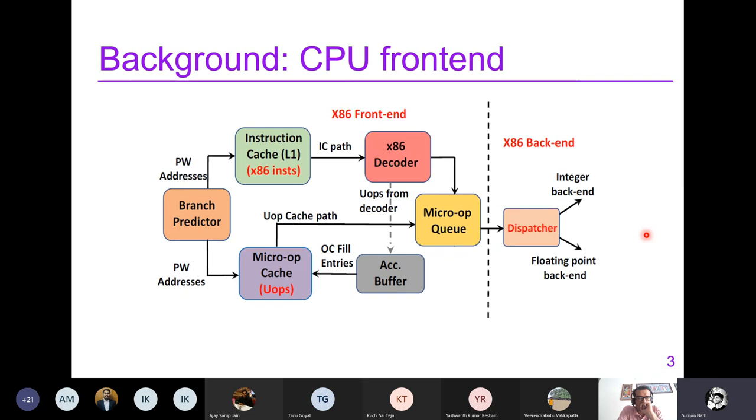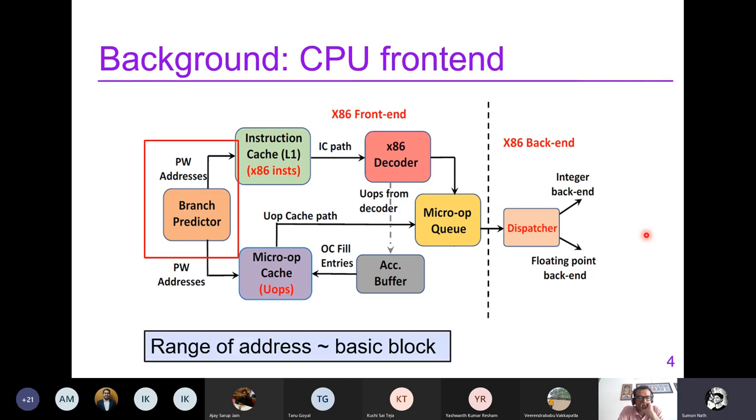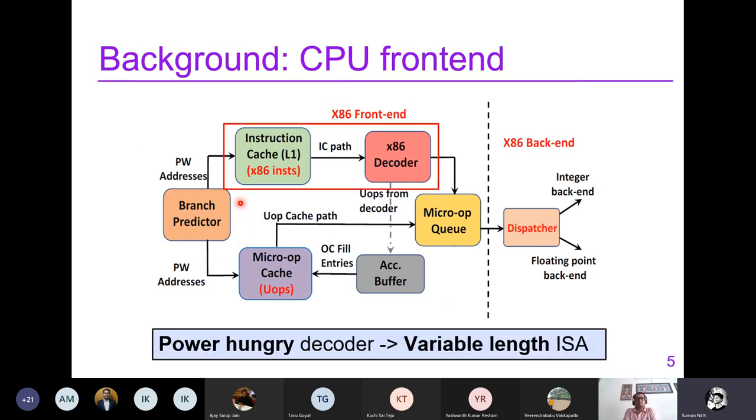So this is the basic overview of the modern x86 CPU frontend. And as we all know by now, the frontend uses a decoupled branch predictor, and the branch predictor generates a range of addresses, which basically identifies a basic block. And this range of addresses is also sometimes called a prediction window. So these ranges of addresses are fed into the fetch and decode unit. And as we all know, modern x86 processors use a variable length CISC ISA. And due to this fact, the decoder is very power hungry.